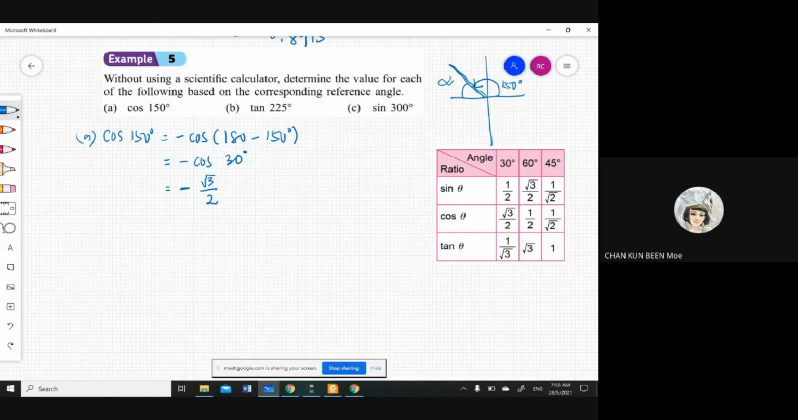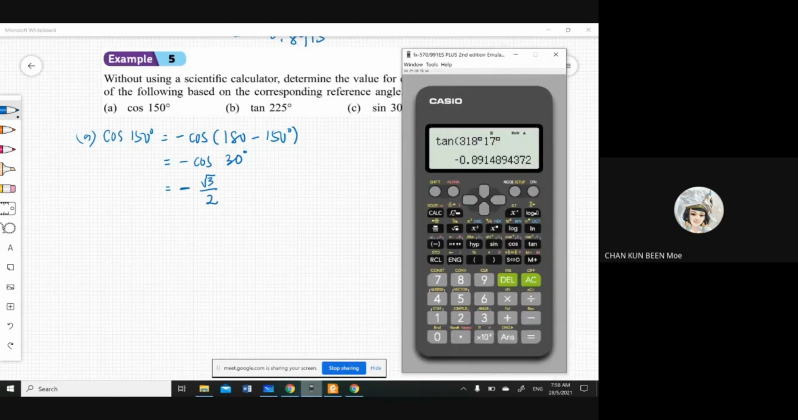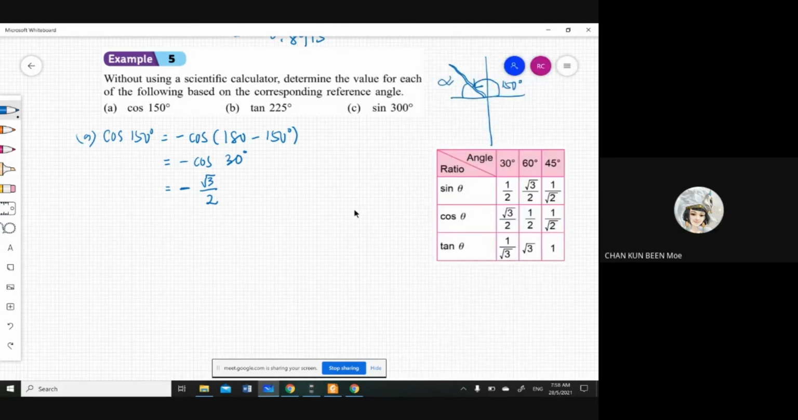Okay? If you check with your calculator, you will notice the answer is the same. So let's see, cos 150 degree. You get a negative root 3 over 2. That one is using calculator, but this one is not using calculator. Okay, I move on to B. Stop me if you have any question.